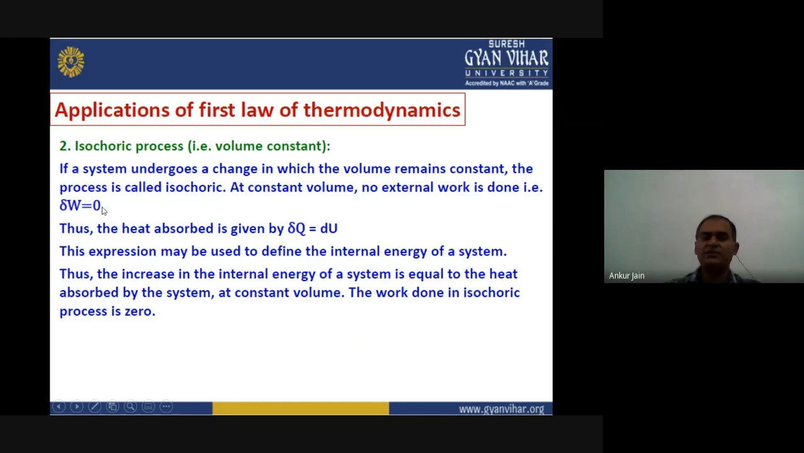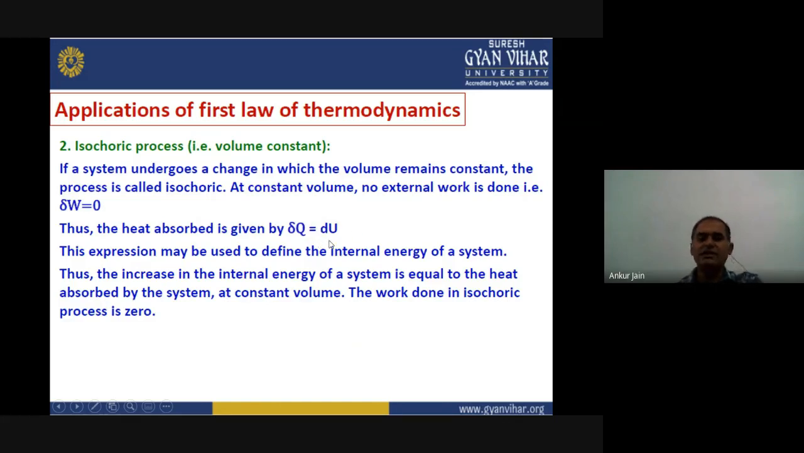So from the first law of thermodynamics, which says dQ is equal to dU plus dW, it will become dQ is equal to dU. This you have to remember for the isochoric process. We can apply this for several numericals. We have to put the conditions in numericals. So you need to remember this, or if you consider some logic, then you can also derive it. This expression is important because we can define the definition of internal energy.